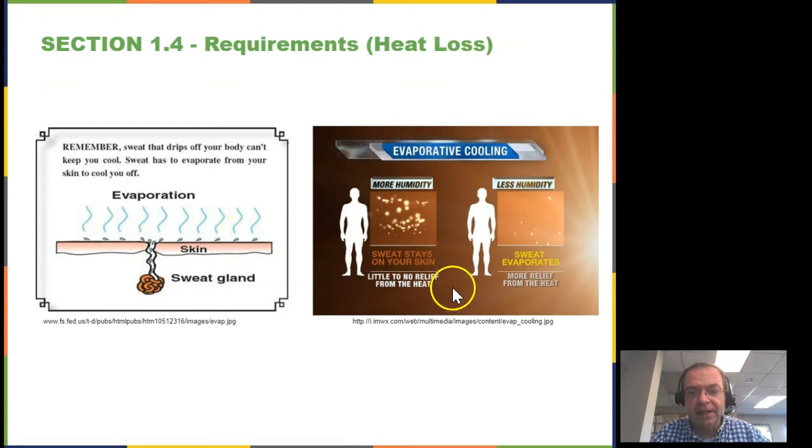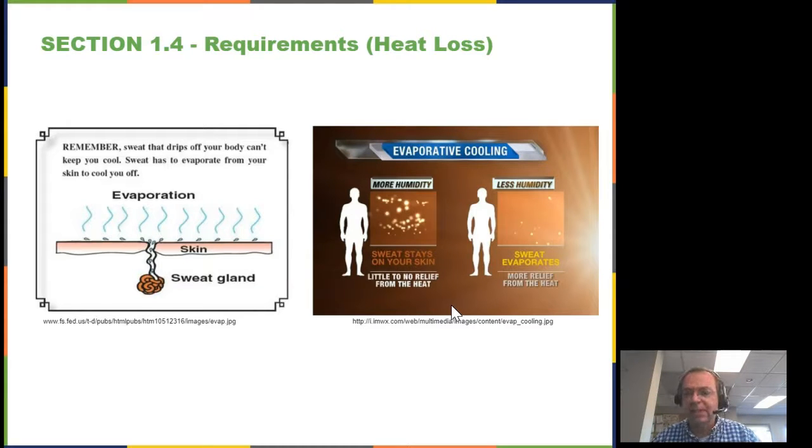On the right-hand side, we have a diagram that shows a humid environment and a less humid environment. So think about it. If you go out west to someplace like California or Arizona, I've never been out west, but from my understanding it's a very hot environment, but it's very dry. So when you're outside sweating, that sweat quickly evaporates, and in doing so takes the heat from your body and drops your body temperature back down to normal.